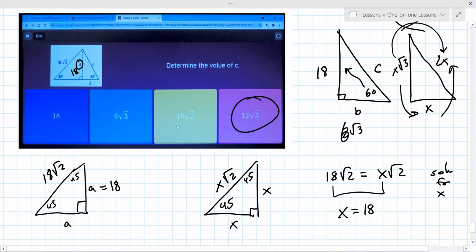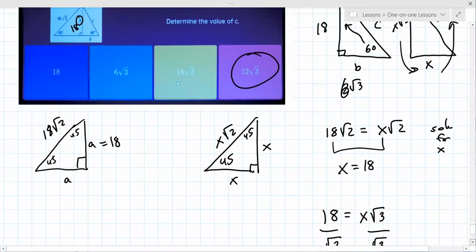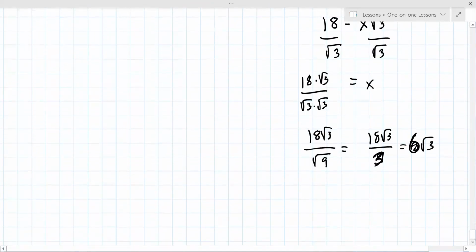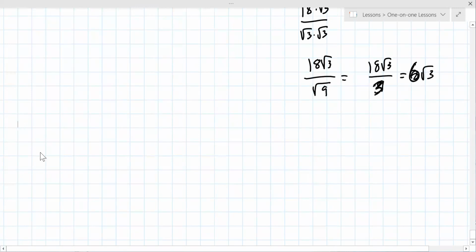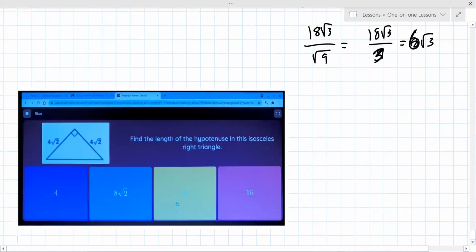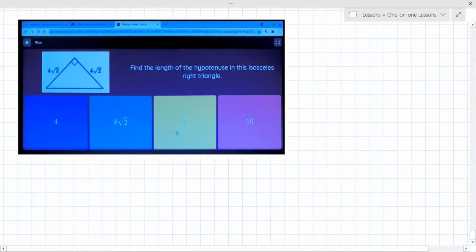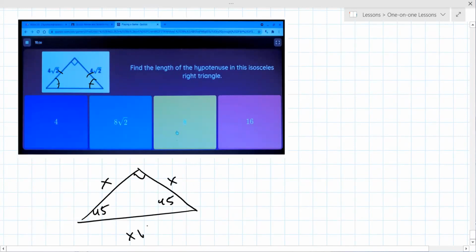All right, pretty straightforward one here, number 18. So this is another 45, 45, 90 triangle. You know that because the two sides are the same. If the two sides are the same, the angles must be the same. So the triangle here is a 45, 45, 90. This is x, this is x, this is x root 2.